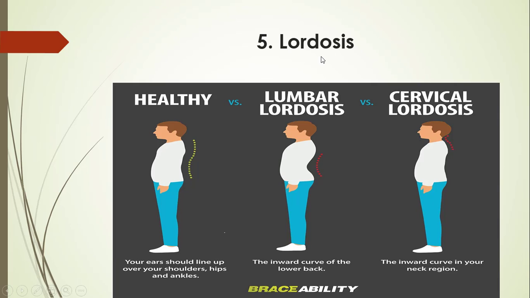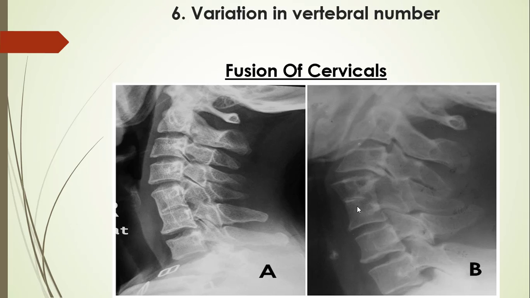Next, we have lordosis, increased curvature of the lumbar or cervical region, with concavity backwards. Now, it is abnormal, causing a deformity that's called sway back deformity in the lumbar or cervical regions. Let's see some cases of variable vertebral numbers.